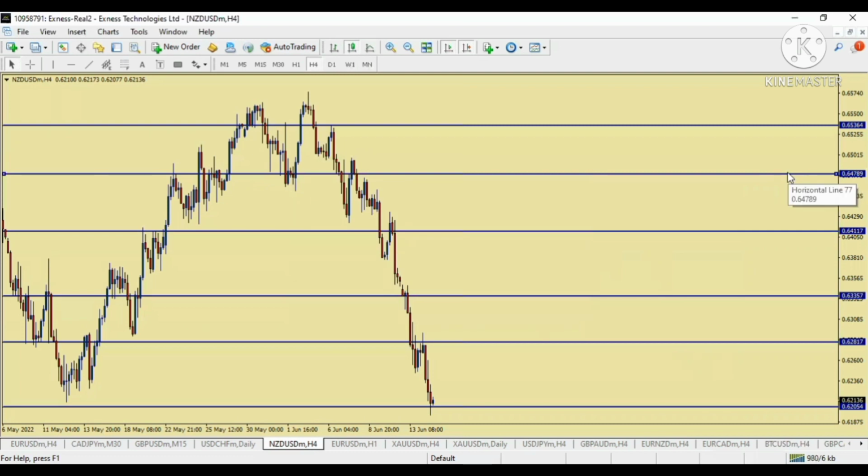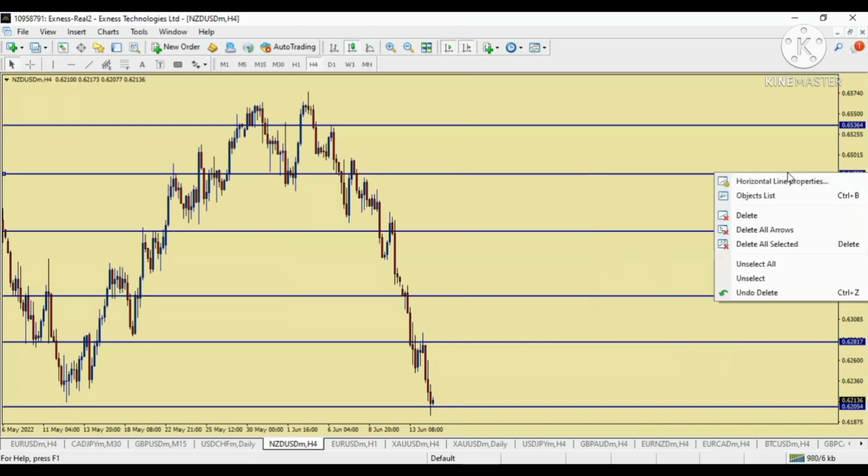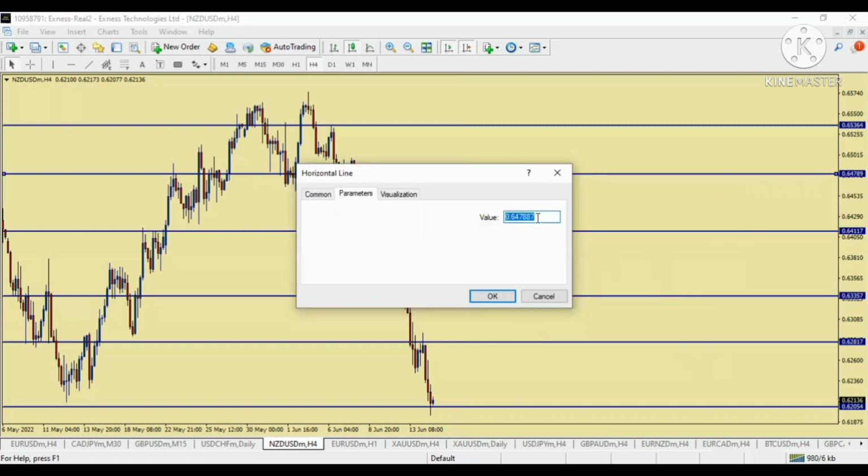What you will do is first highlight it, then right click it, go to horizontal line properties, then go to parameters, and enter the price of the round number. After entering the price, you just click OK. When you click OK, it will automatically put the round number on the chart for you. It's a long story, so go and check my other video and you'll find it there.